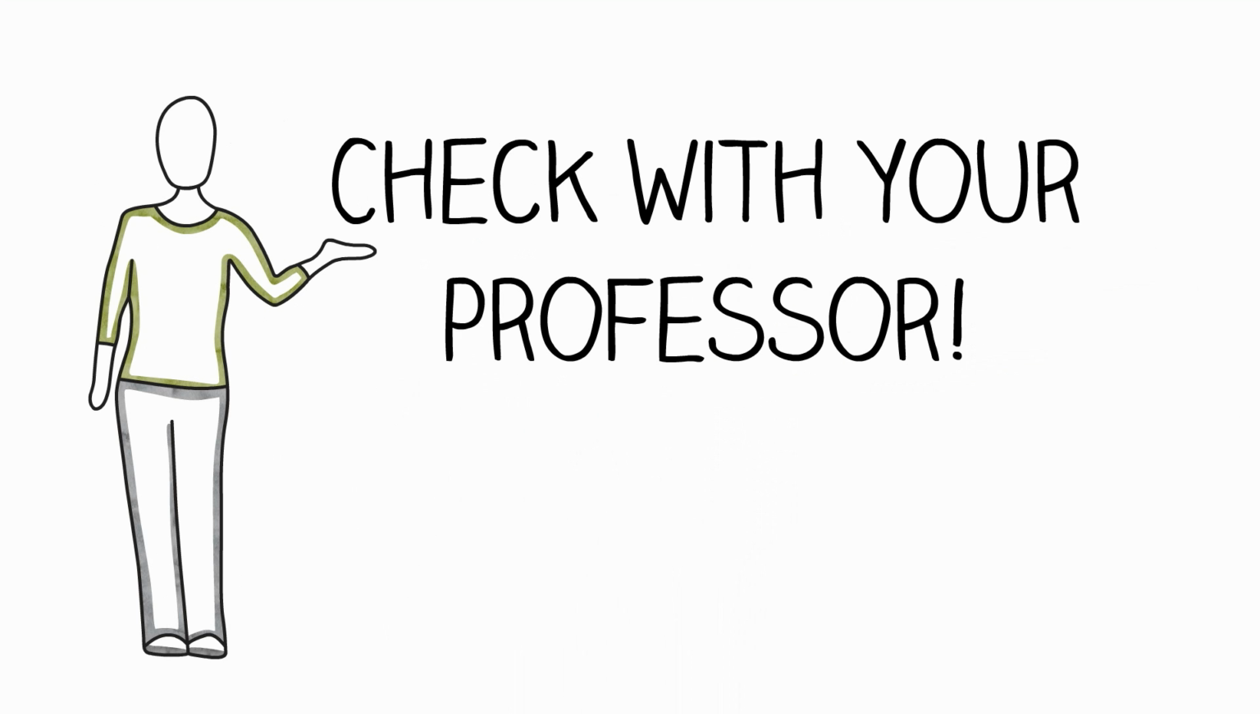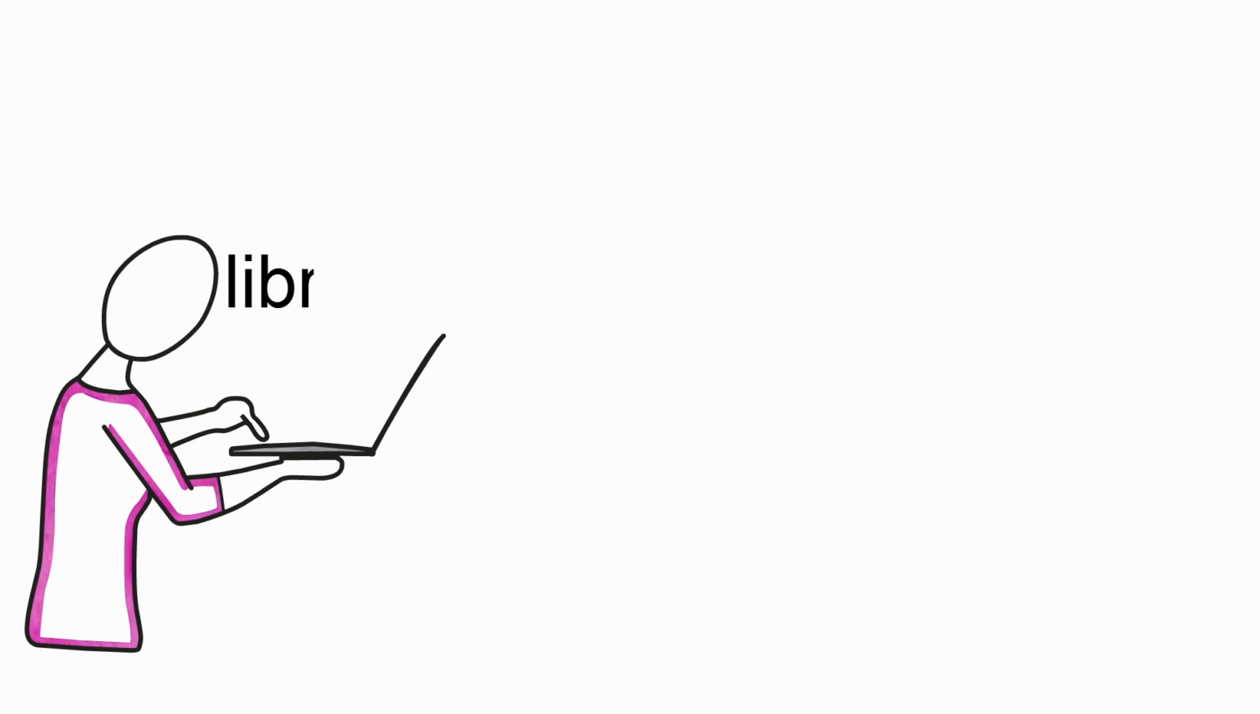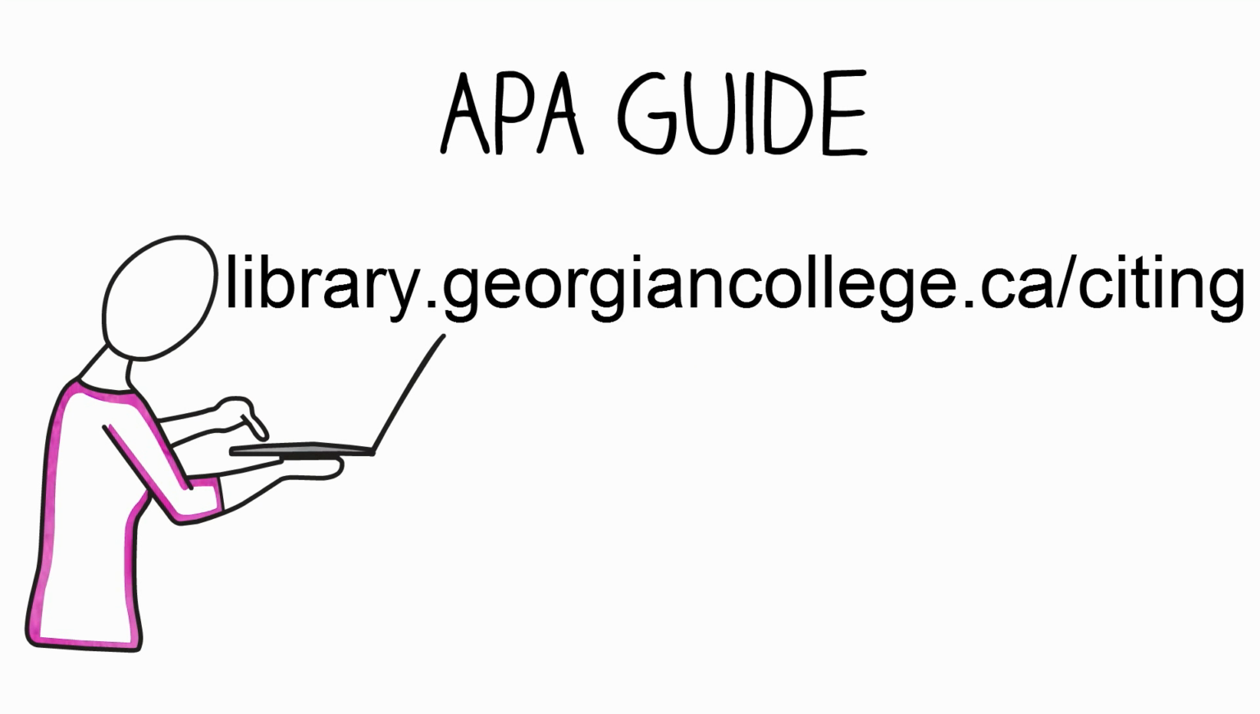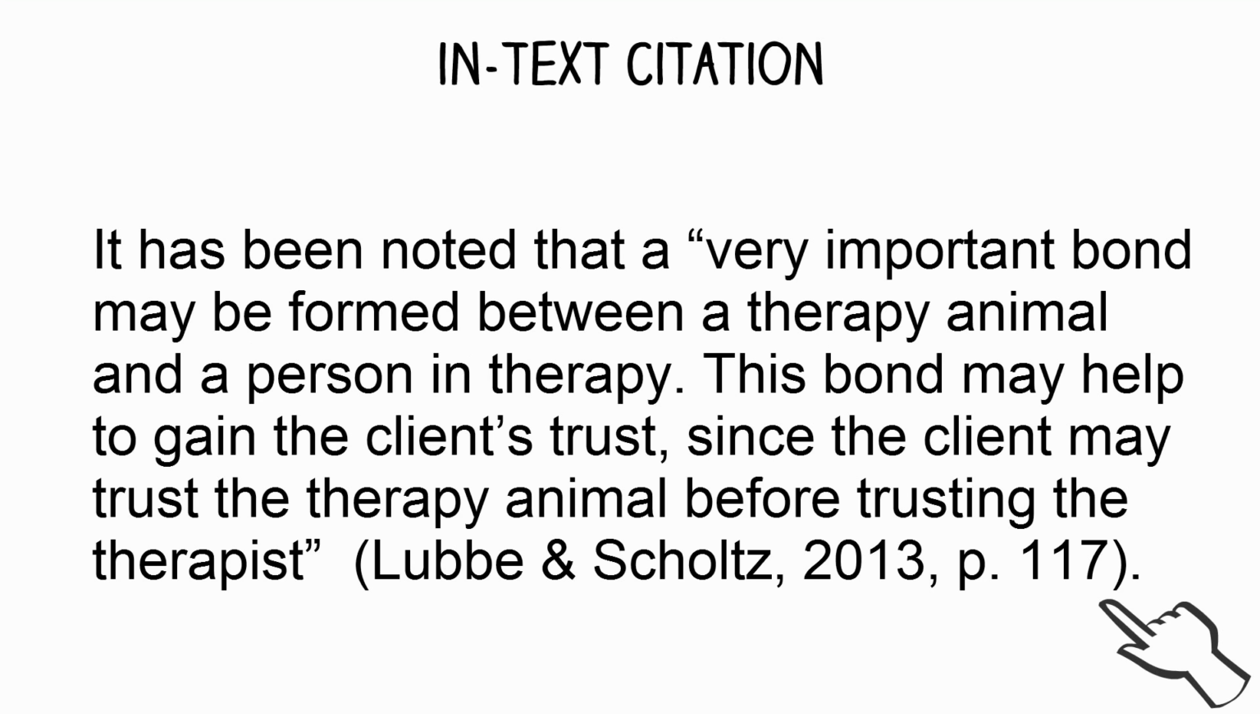There are many citation styles. If you're asked to use APA, check out the APA guide on the library website for help with constructing in-text citations and reference pages. An in-text citation appears in parentheses immediately after you include a quote, paraphrase, or summary in the body of your assignment. Here's what an APA in-text citation may look like.